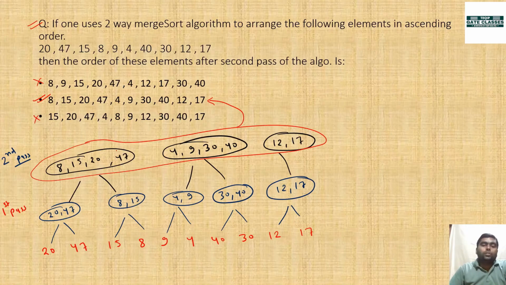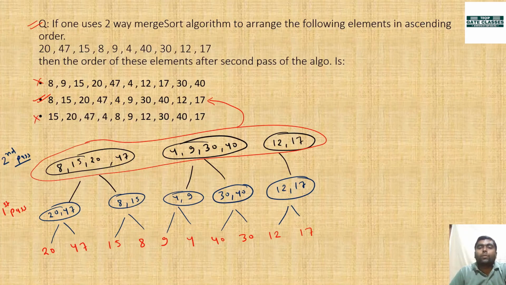Okay, I hope this merge sort algorithm is clear to you. Ultimately we can say that merge sort is a very important sorting algorithm which comes under the divide and conquer strategy. And merge sort uses the merge procedure. What is the merge procedure used for? To merge two already sorted arrays. And what is the time complexity of the merge procedure or merge algorithm? It is order of n.